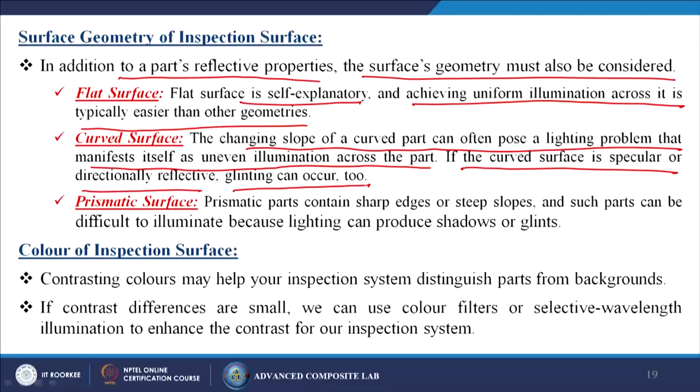And the third one is called the prismatic surface. Prismatic parts contain sharp edges or steep slopes, and such parts can be difficult to illuminate because lighting can produce shadows or maybe glints.